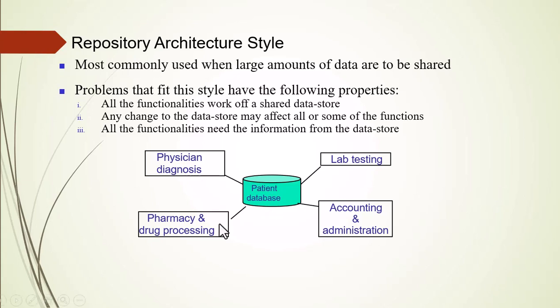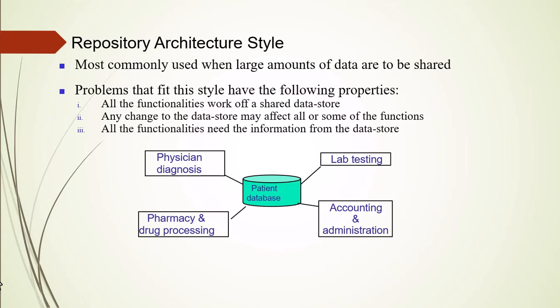Similarly, pharmacy and drug processing can issue the drugs based on the physician diagnosis. The pharmacist or this department takes data from the same database where the physician is connected. Now the question arises, why is it called passive data? Because the database, or the storing device, here is not active. The repository is only used to store the data.